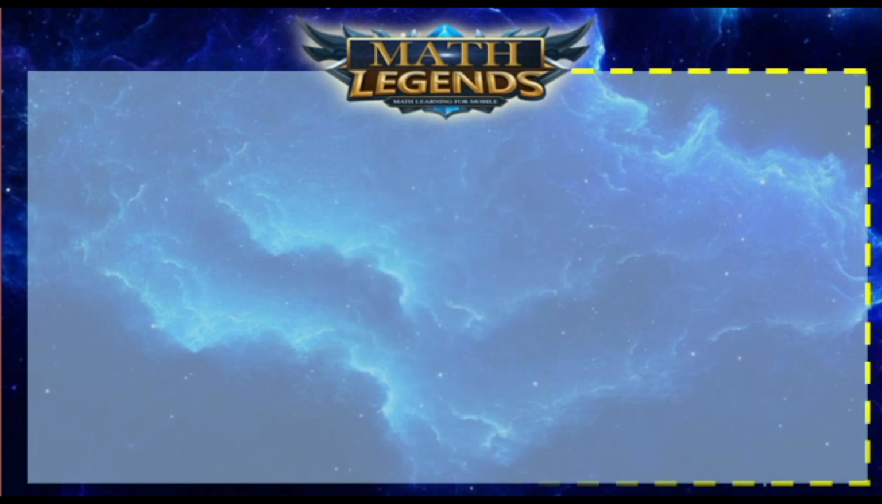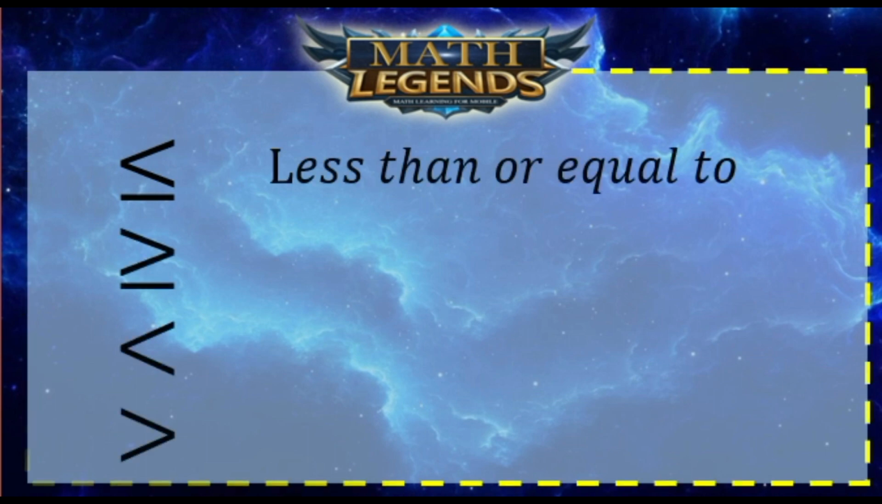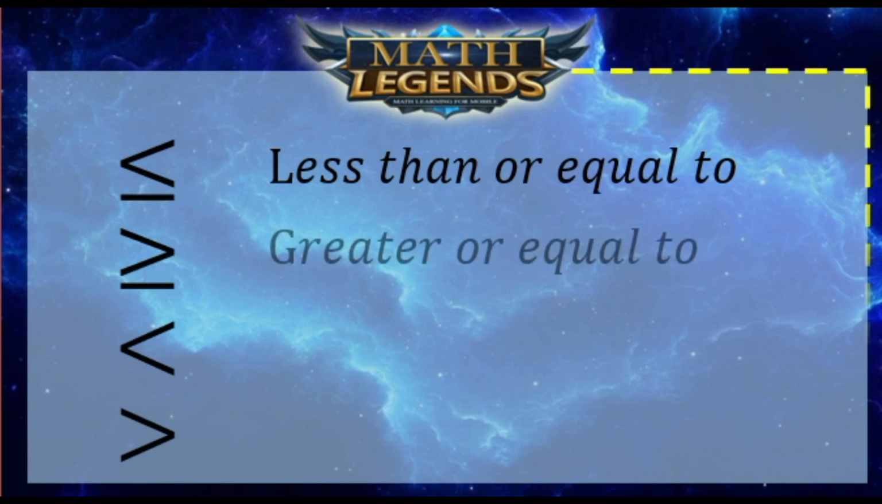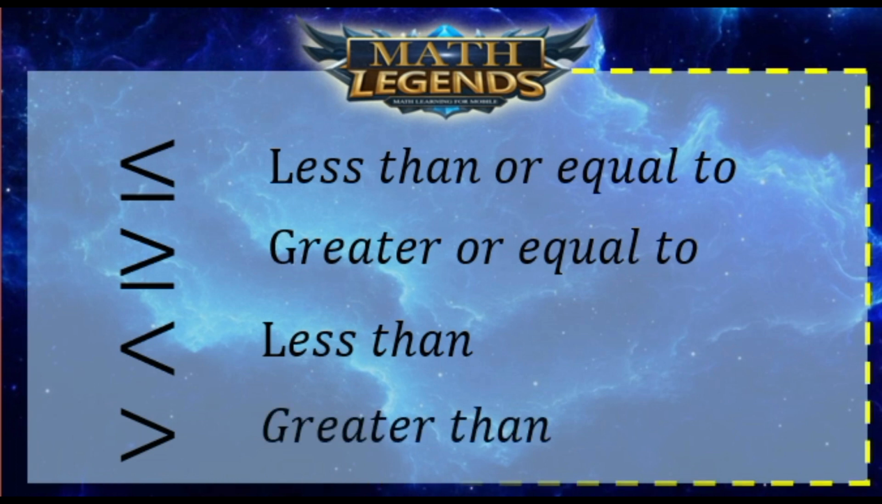We have different symbols of inequalities. The first one we have here is less than or equal to. The next one is greater than or equal to. We also have less than, and the last one is greater than. Let's talk about those four.